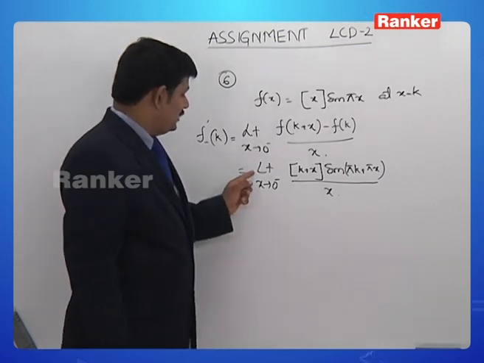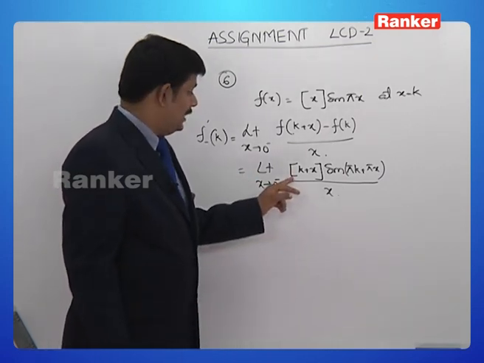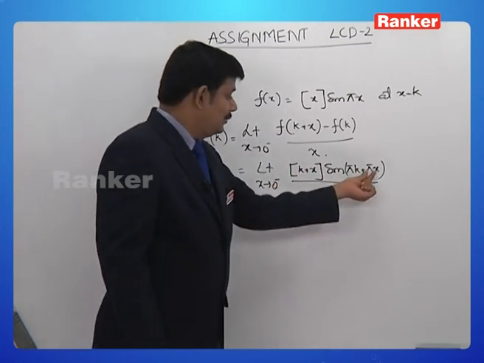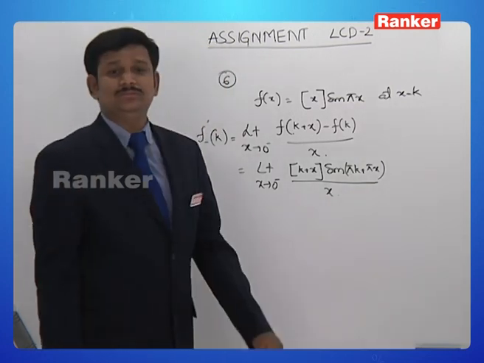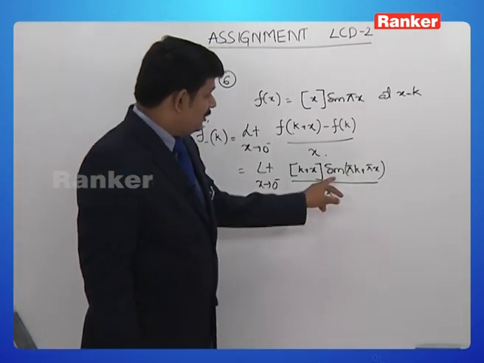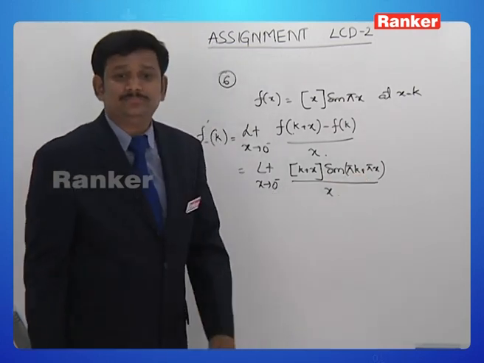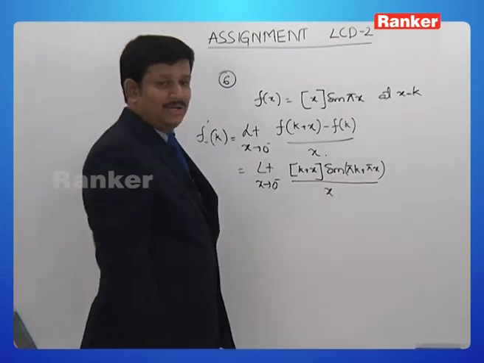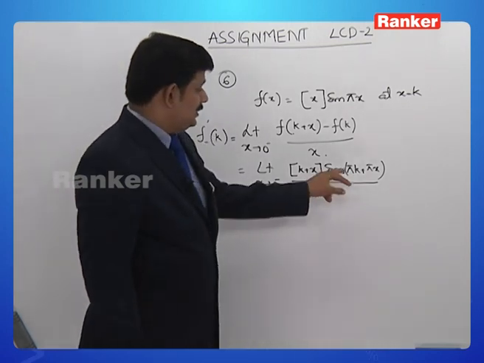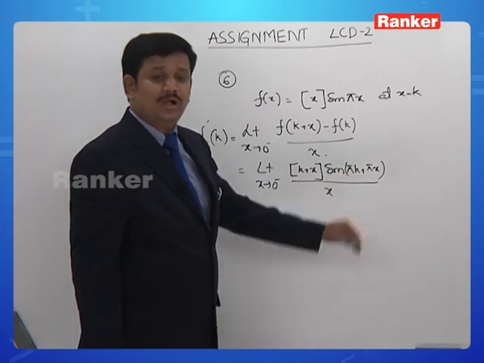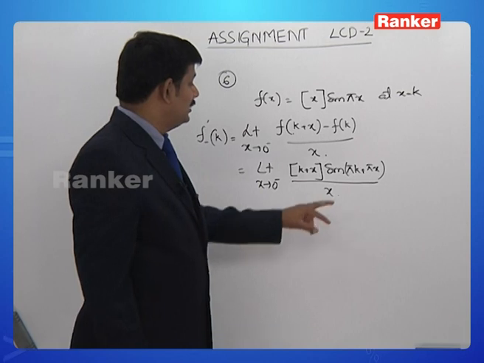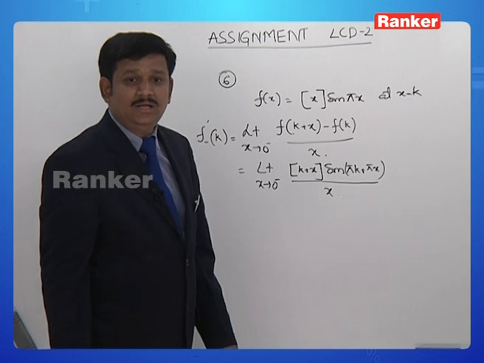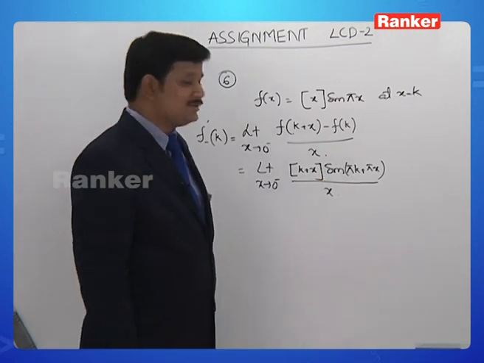Now we have to evaluate limit x tending to 0 minus integral part of k plus x into sine of pi into k plus pi into x divided by x. Now let us see what will be sine n pi plus theta. If you have an even multiple of pi, sine of even multiple of pi plus theta falls in the first quadrant, so it will be sine theta, and sine of odd multiple of pi plus theta falls in the third quadrant, it will be minus sine theta.